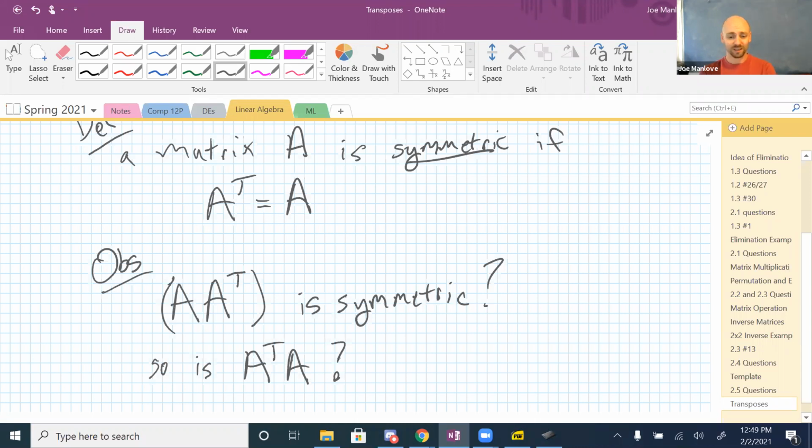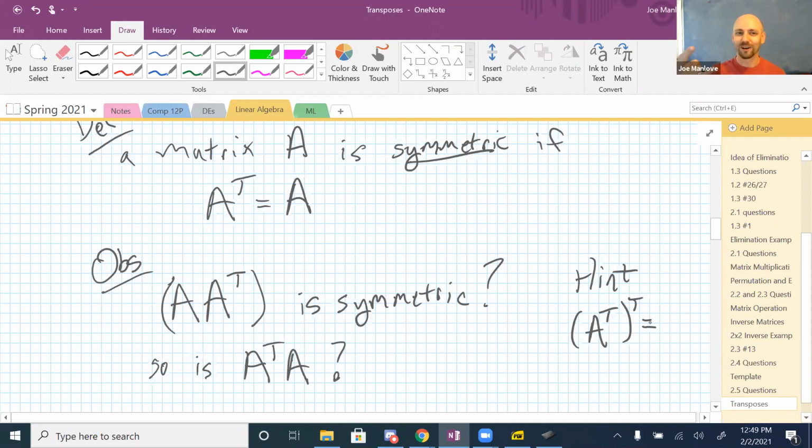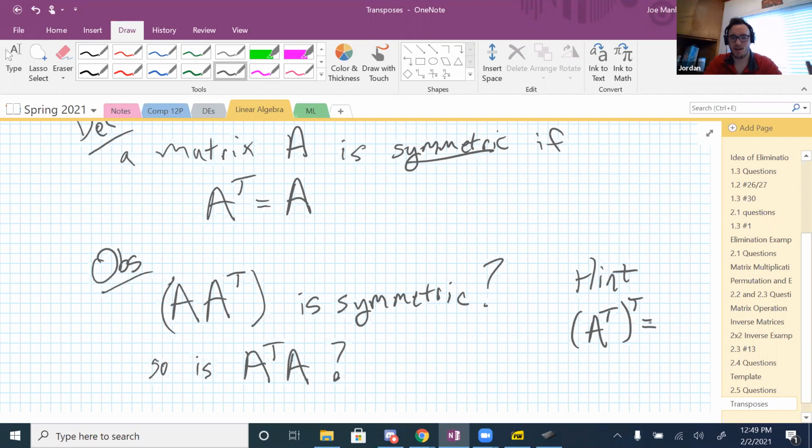I will tell you one thing, just a hint that you're going to want to get started, which is that A transpose transpose is going to be something. What do you get if you flip a matrix across the diagonal and then flip it back? Your original matrix. Yeah, it feels like one of these flip twice and get back where you started things.